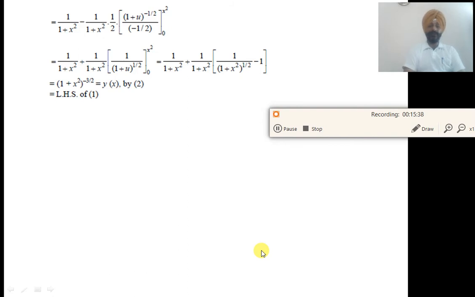And simple integration: (1 plus u) raised to the power minus 3 by 2 plus 1, that becomes minus 1 by 2, minus 1 by 2 from 0 to x square. When we put x square, this becomes 1 over (1 plus x square) raised to the power 1 by 2, and when we put 0 it becomes 1. So, on simplification of these two, we got (1 plus x square) raised to the power minus 3 by 2, which is nothing else than y(x). So, y(x) left hand side is equal to right hand side.